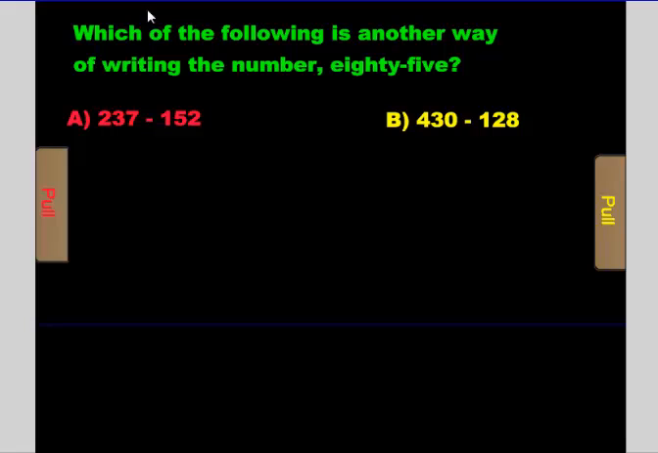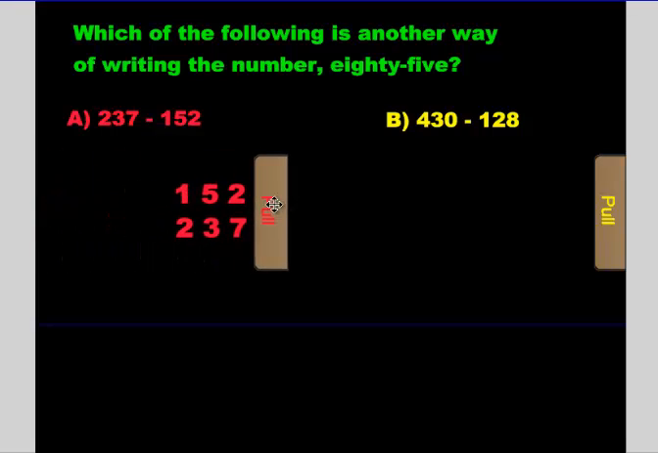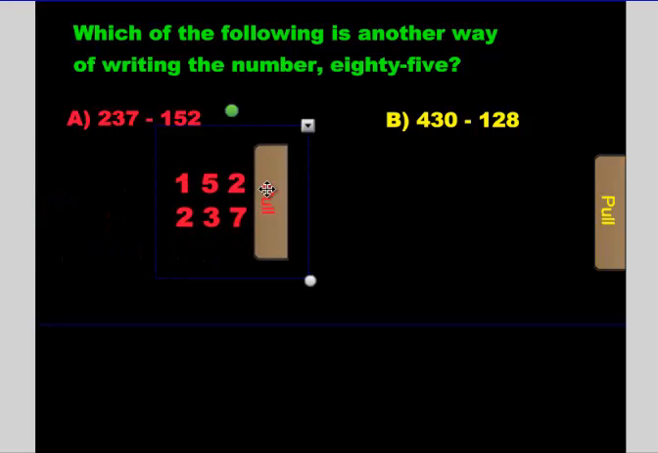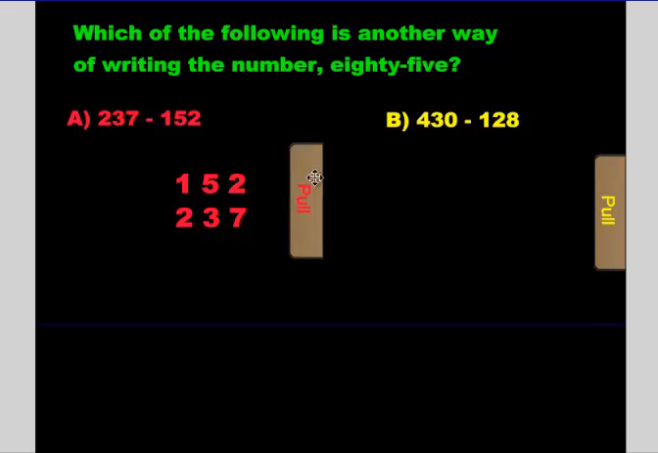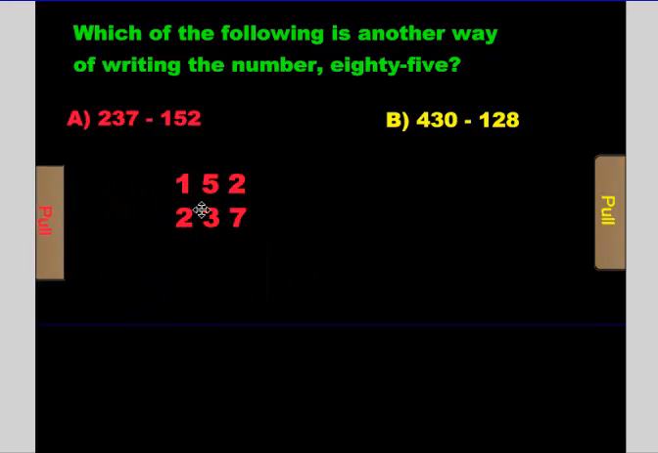And second last question. We got, which of the following is another way of writing the number 85? Well, none of these, Mr. Melhem, is 85. This is 237. This is 430. Okay, stop. Slow down. This here says take away these two numbers, and maybe then you'll get 85. So let's do it the fast way. Let's stack these numbers. Let's do that. Get rid of this one. And let's just do take away.